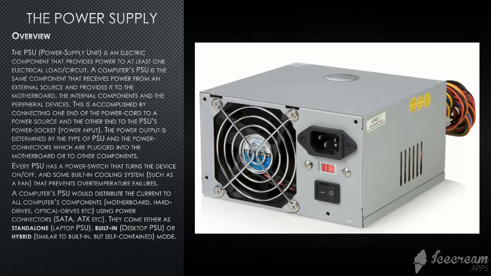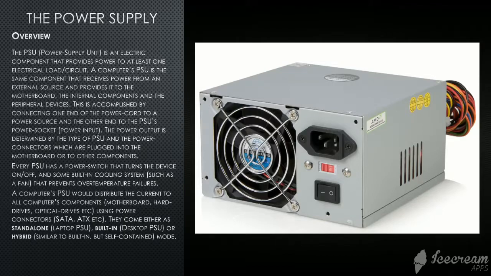The power output is determined by the type of PSU and the power connectors which are plugged into the motherboard or to the other components. Every power supply has a power switch that turns the device on and off and some built-in cooling system, like a fan for instance, that prevents over-temperature failures. A computer's power supply would distribute the current to all computer's components such as the motherboard, the hard drives and the optical drives, etc., using power connectors such as SATA power connectors or ATX power connectors.